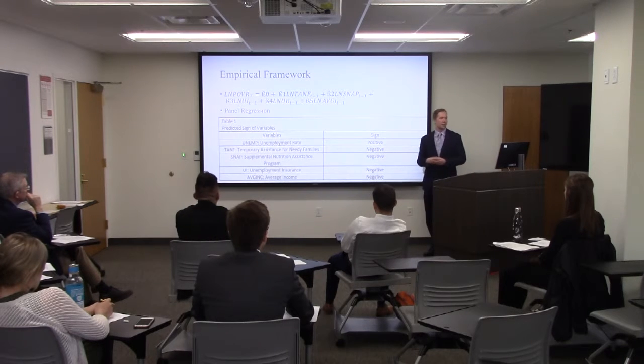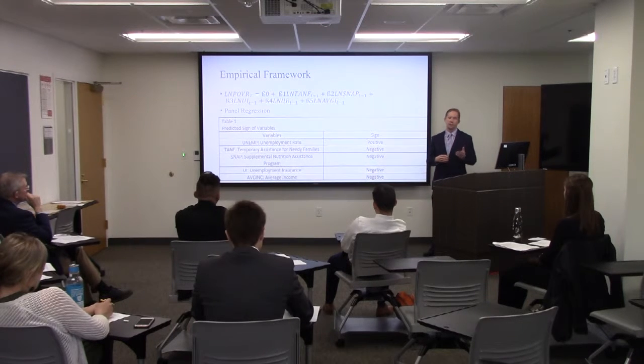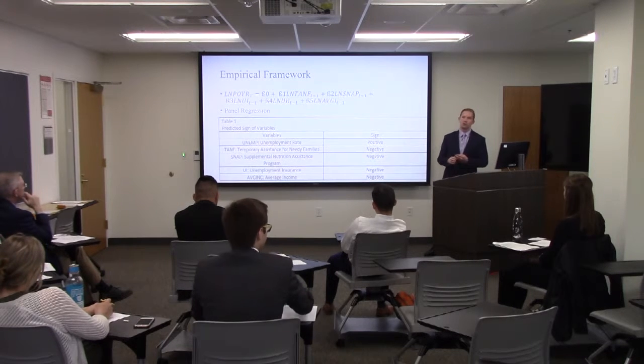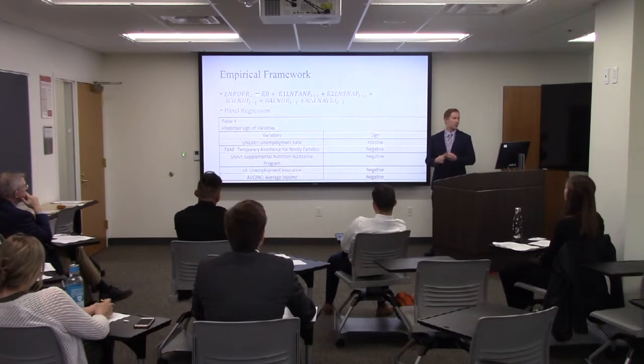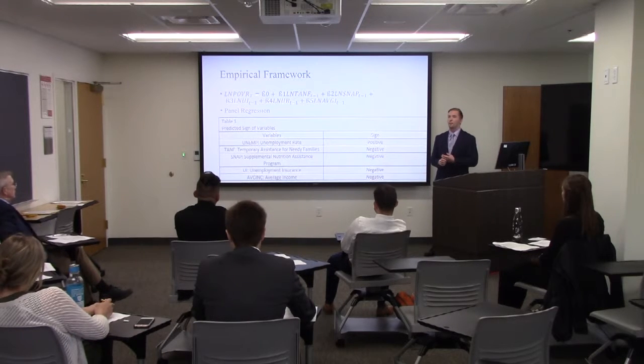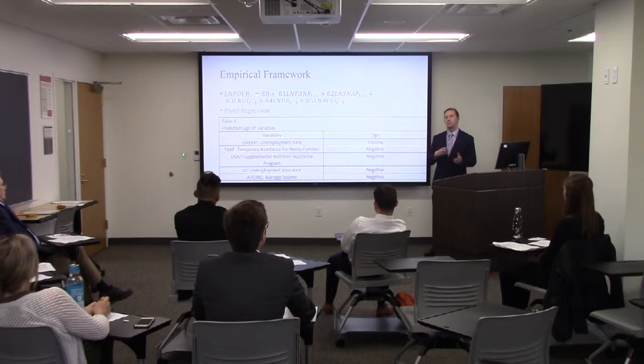Going to the empirical framework I conducted for this project, there's a couple different aspects I want to look at. So again, as I mentioned, I wanted to look at the 3 different social policies of TANF, SNAP, and UI. And then off of that, I also wanted to see unemployment rate, as well as the average income of households per state. I wanted to see how those kind of affect poverty rates as a whole.